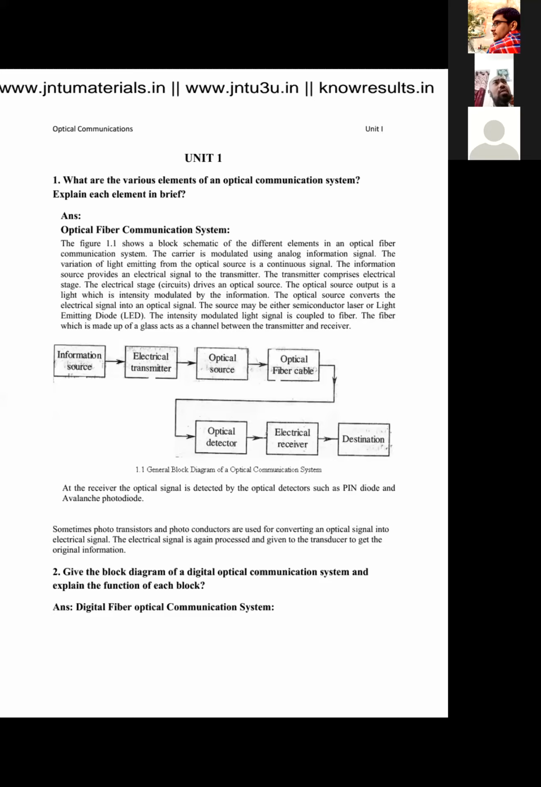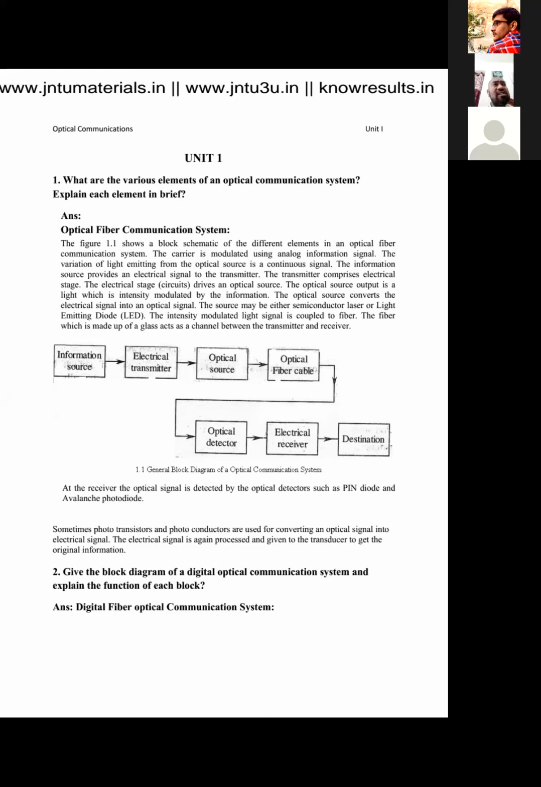Now this is coupled to an optical fiber cable. The output of the optical source will be light energy, and that light will be passed through the optical fiber cable. The modulation that takes place here is called intensity modulation. I repeat, in order to send from transmitter to receiver over longer distances, modulation has to be done. Here the name of the modulation is intensity modulation.